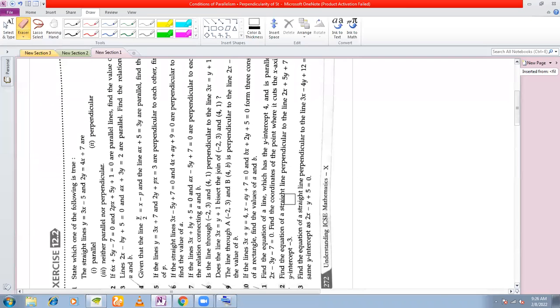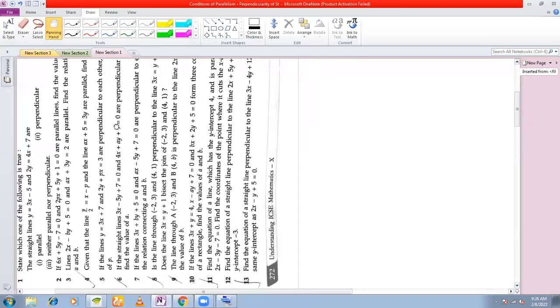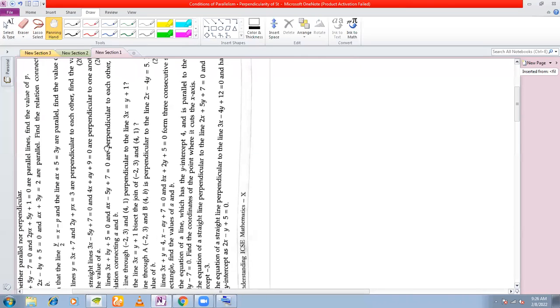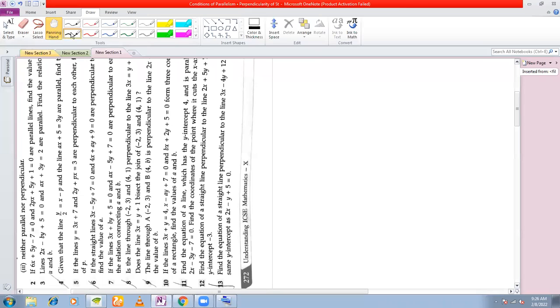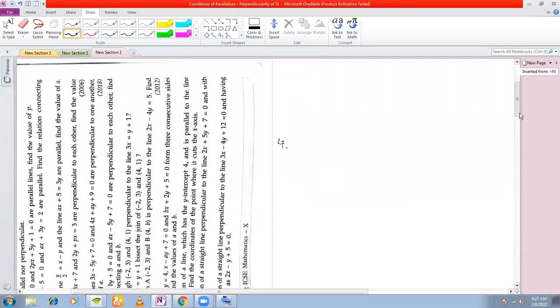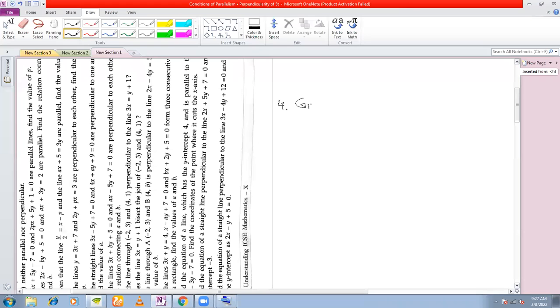Okay, let's start with number 4. If you read question number 4, it states: given that the lines y by 2 is equal to x minus p, call this 1, and ax plus 5 is equal to 3y, call this equation 2, are parallel.